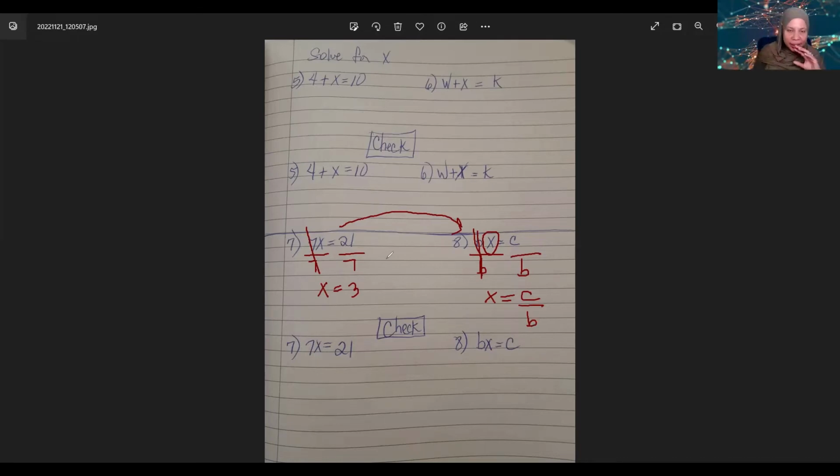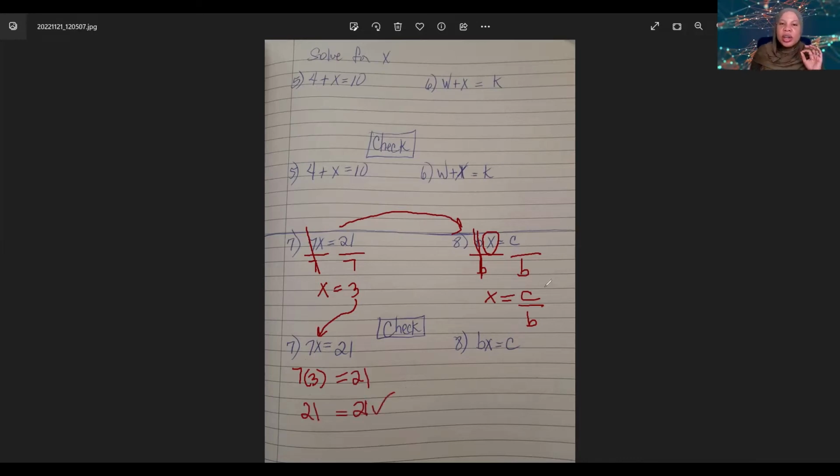Because I'm going to show you how to check it. So you have x equals 3, and for the check, you plug the 3 in for the x. Since 7x is 7 times x, you're going to do 7 times 3 equals 21. 7 times 3 is 21, and 21 is equal to 21, and the check is complete.